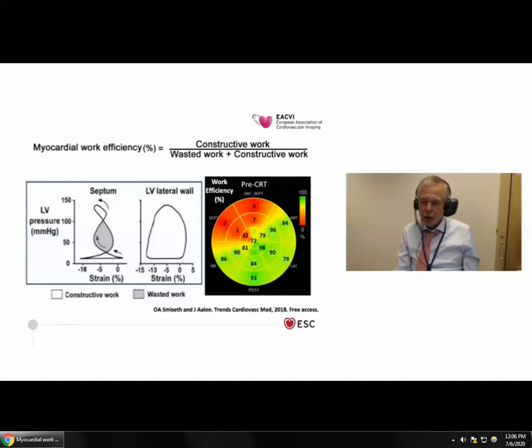So ideally, you should have 100% constructive work. It's never feasible. You get between 93 and 97 usually in the healthy heart. But the work efficiency tells you if the heart is working as an efficient pump.